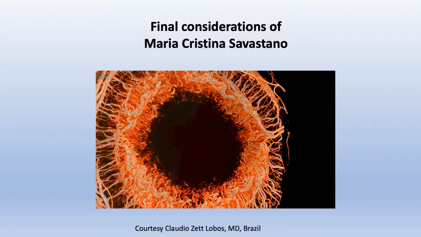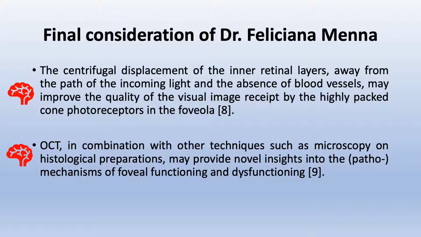The primate fovea is a retinal specialization for high-resolution color vision. The centrifugal displacement of the inner retinal layers away from the path of the incoming light and the absence of blood vessels may improve the quality of the visual image received by the highly packed cone photoreceptors in the foveola. There is increasing knowledge regarding the important role of Müller cells and astrocytes in the foveola development and function, and the pathogenic role of Müller cell dysfunction in the development of age-related macular disorders. OCT, in combination with other techniques such as microscopy on histological preparations, may provide novel insights into the pathomechanism of foveal functioning and dysfunctioning.